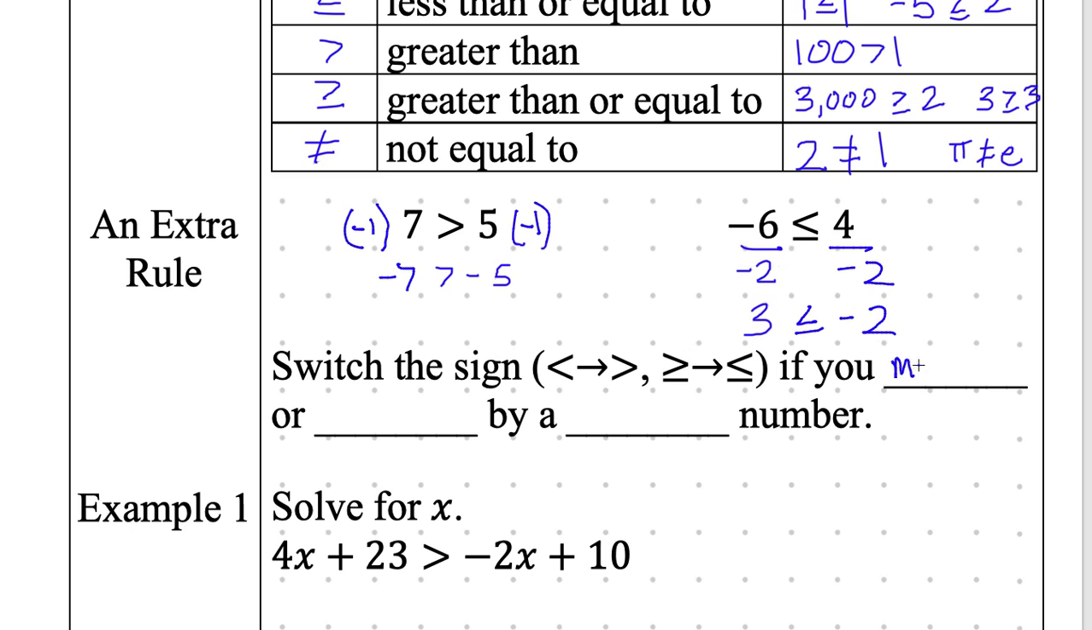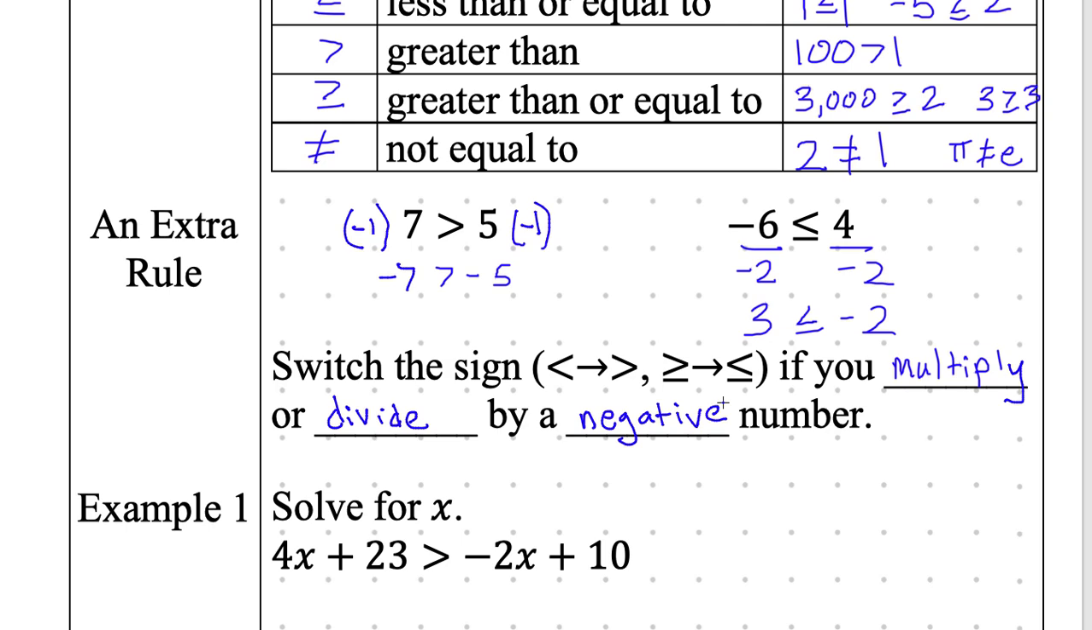So if you multiply or divide by a negative number. The negatives were the thing that broke our rule. If I multiply by a positive, if I subtract, those are all okay. It's strictly when I only multiply, when I only divide by a negative. I can multiply by a positive, that's okay. It's still the same thing. I'm only going to switch when I multiply or divide by a negative.